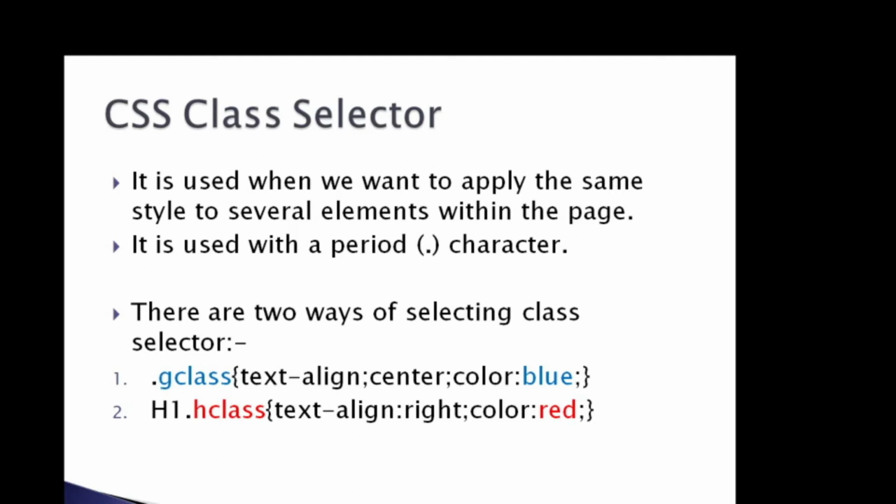For example, if there are several elements like paragraph, H1, H2 tags defined within the web page and we want to apply the same style to all those elements at once, then in that case we can make use of this class selector. Now there are two ways of selecting the class selector. The first one is of a generic type of class selector. Now this type of class selector begins with a dot, as we can see it here.